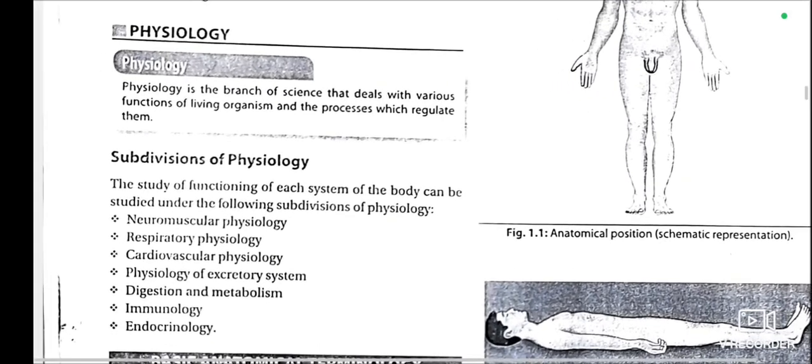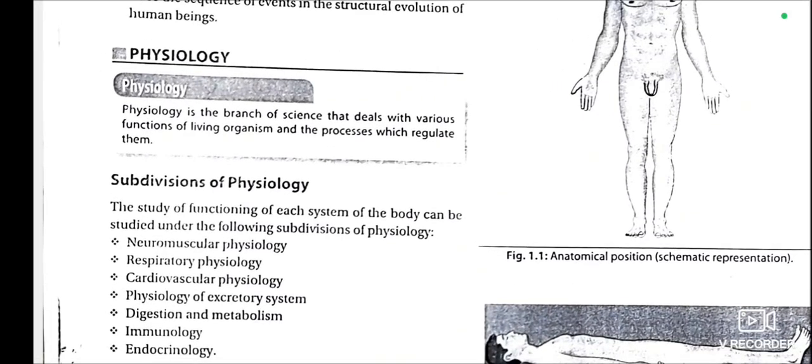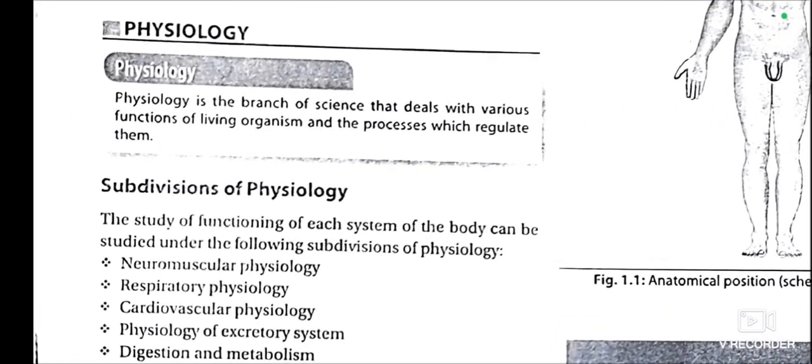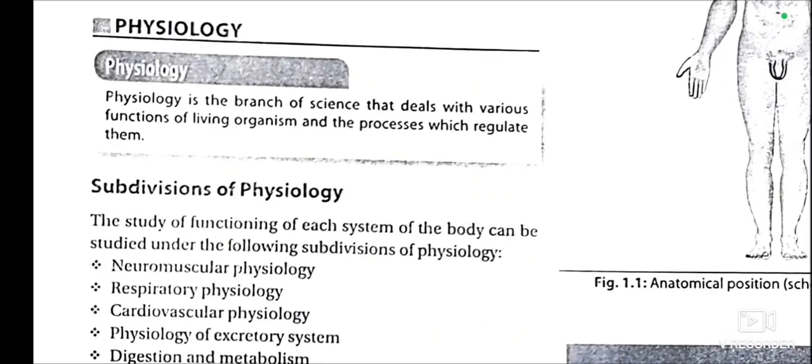Okay, physiology, one word definition I can say. Physiology is the branch of science that is the study or science of body functions. This is known as physiology. Another definition is: physiology is the branch of science that deals with the various functions of living organisms and the processes which regulate them, how they regulate. All these conditions we will study in physiology.